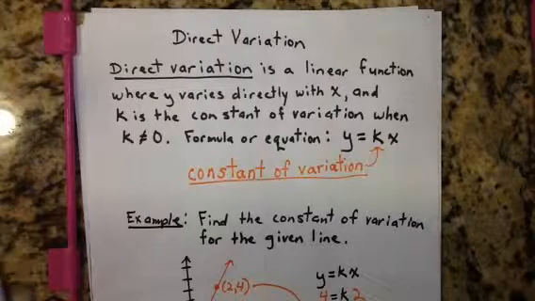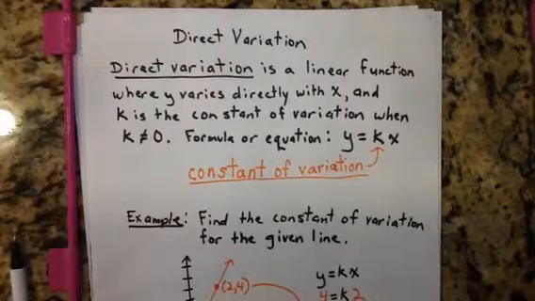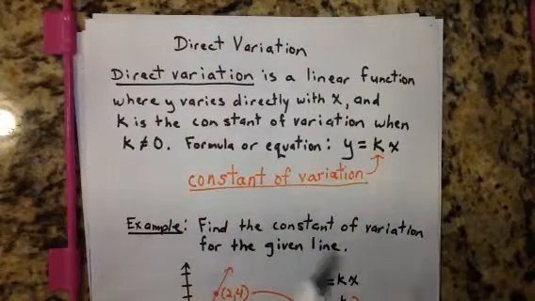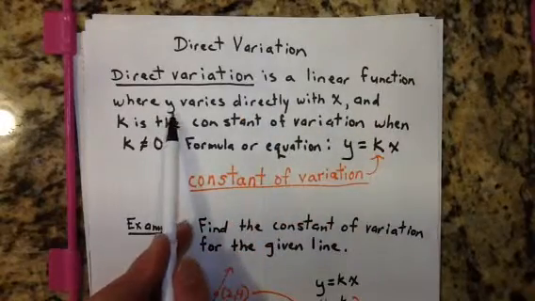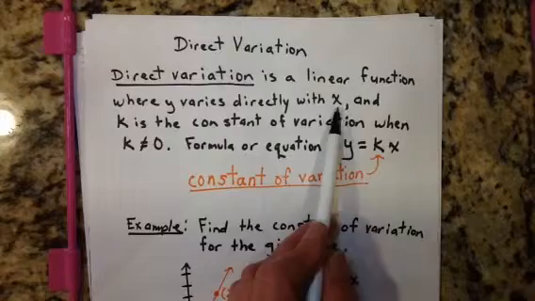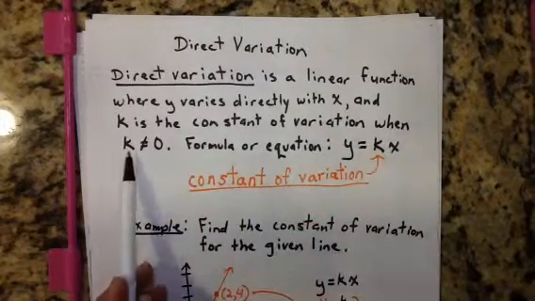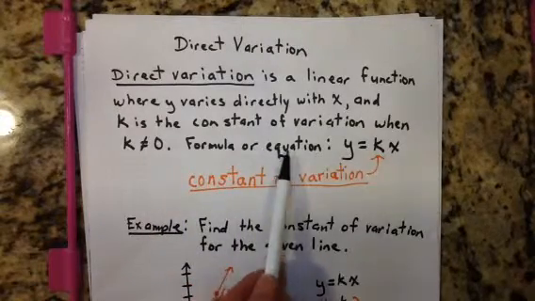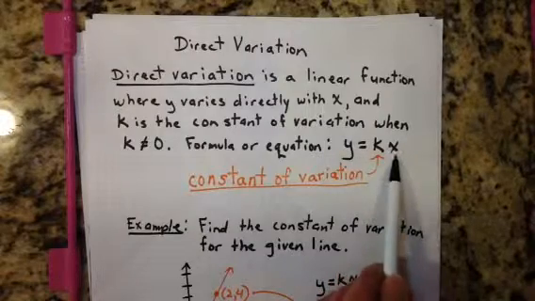Okay, we've been dealing with relations and functions, and something related to that topic is direct variation. Now, what is direct variation? Well, it is a linear function where y varies directly with x, and k is the constant of variation when k does not equal 0. So the formula or equation for direct variation is y equals kx.